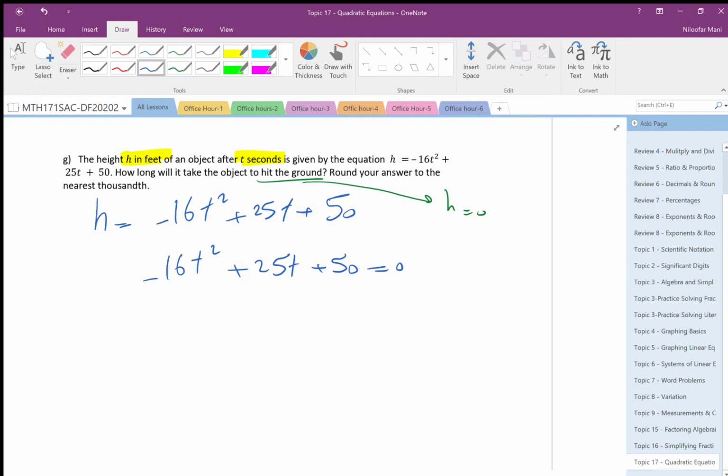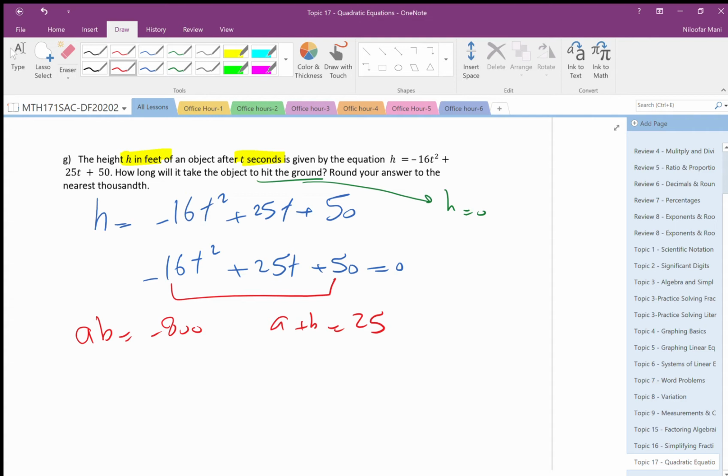So you have to search for two numbers. If you multiply them, it is the multiplication of this and this, which is minus 800. And if you add them, it's 25. When you multiply, the result is minus 800, and if you add them, the result is 25. We cannot find those numbers, which means we cannot factor.